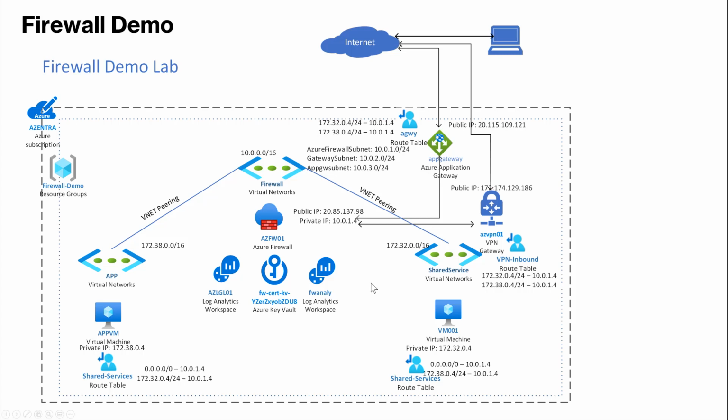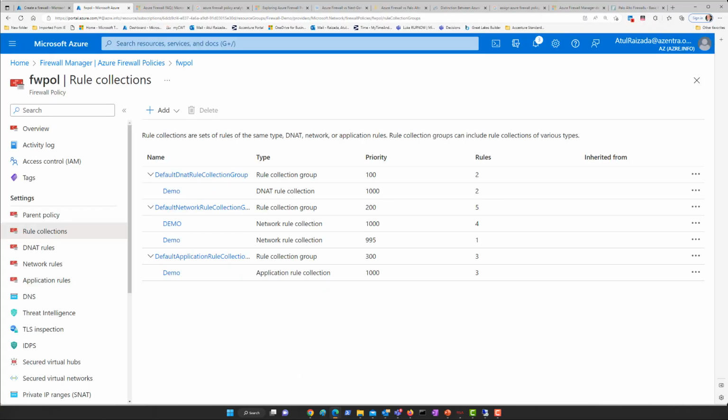Going back into our firewall policies here, so this is our DNet. Now for the network rule collection, there is no network address translation requirement. You are going from point A to point B. Basically, you are connecting east-west traffic, getting from one spoke to another spoke. And that's where you would configure network rule collection.